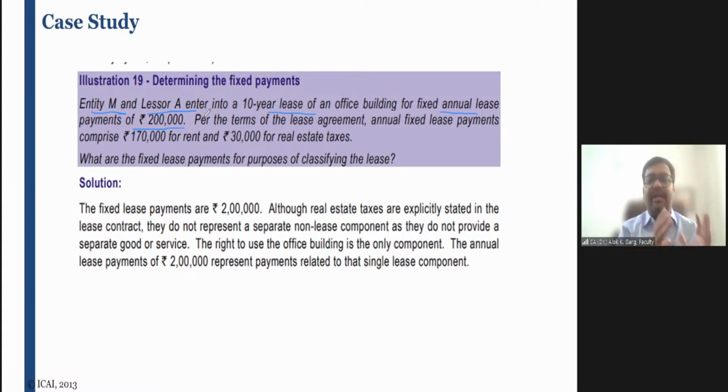But if I talk about this 1,70,000 plus 30,000, 2 lakh rupees, the lessee is not getting any services out of this 30,000 rupees, right? So in this case, the entire 2 lakh rupees is the fixed lease component. It is not a non-lease component. Since the real estate taxes are explicitly stated in the lease contract, they do not represent a separate non-lease component, as they do not provide separate goods or services. The right to use the office building is the only component. The annual lease payment of 2 lakh represents payment related to that lease component. So in this case, 2 lakh rupees is the fixed payment, which has to be taken as a lease payment.